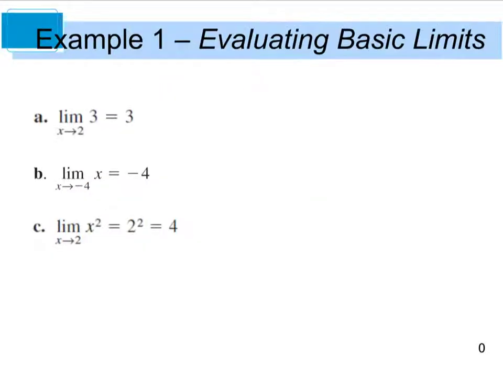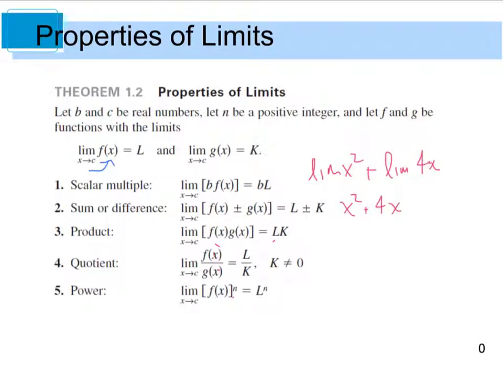So here's some more examples. If I'm taking x as x approaches 2 of 3, I'm going to take 2 and plug it in for x. Since there's no x, it just becomes 3. This one I'm going to go as x approaches negative 4, so that means I'm going to plug a negative 4 in for x, which the function becomes negative 4. For the powers, as x approaches 2, I'm going to plug a 2 in for x. 2 squared becomes 4.